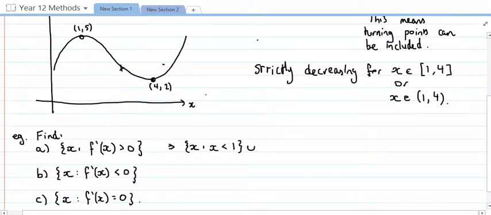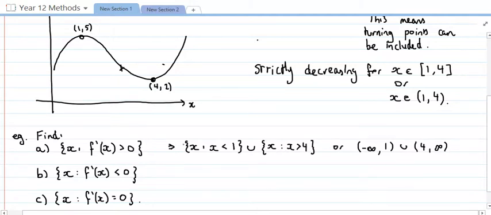And there's another place that's happening, so I'm going to use the union. That's happening from 4 off to infinity. So I can say x such that x is greater than 4. Another way of writing this would be negative infinity to 1 union 4 to positive infinity.